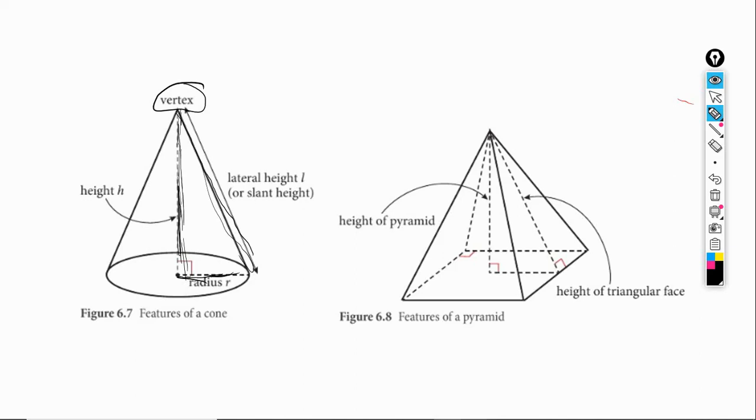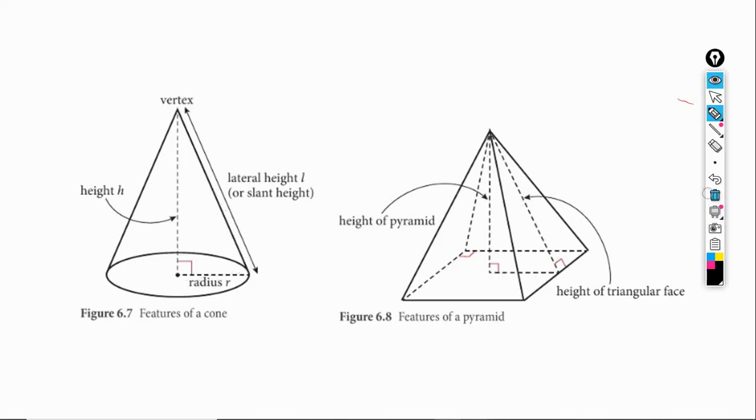But then we have the features of a pyramid. So the pyramid also has a height. Now the interesting thing about this pyramid, this is the square base pyramid, is that the height goes right to the center of that base. And you also have a right triangle pattern here as well, right? With the height, with this distance, and with the slanted height, or the height of a triangular face.